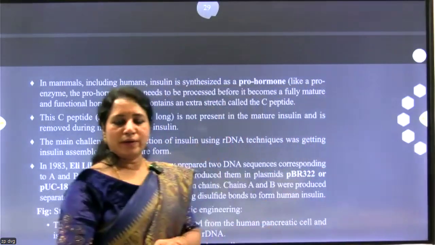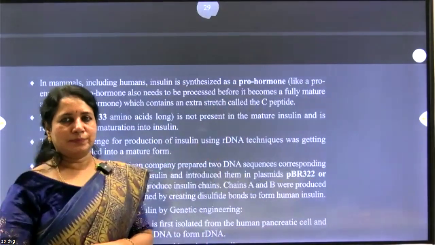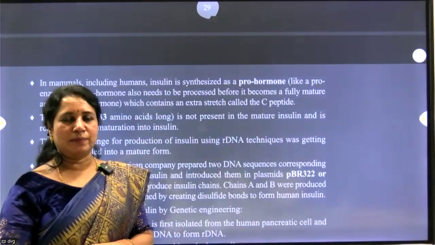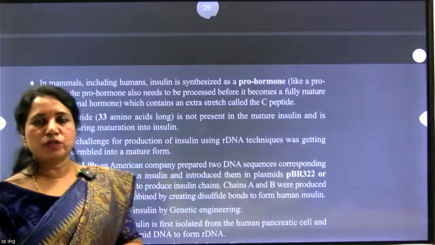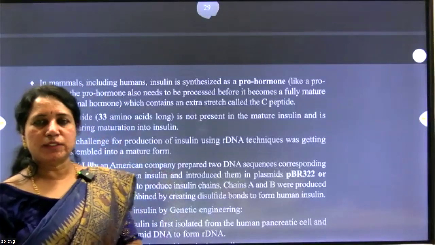I hope you all understand this chapter. The next one is the biotechnological application in gene therapy.